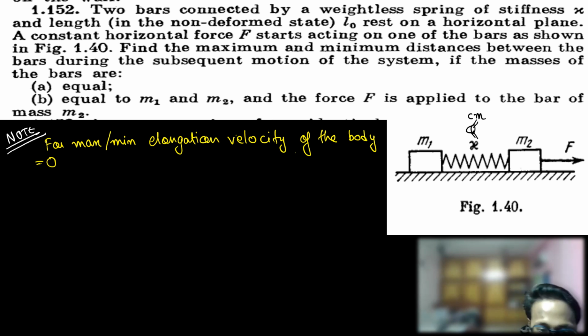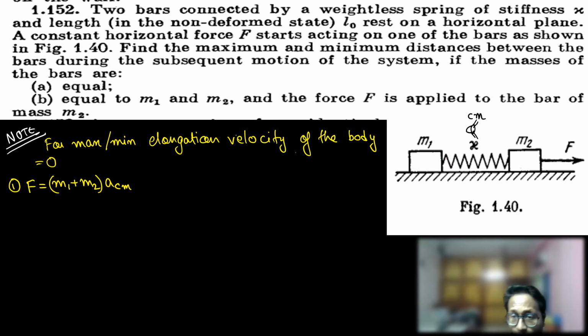So in order to find out the acceleration of center of mass, can I write total force acting on the system, or total force acting on m1 and m2, is equal to mass of the system into acceleration of center of mass? Now will this acceleration of center of mass be affected by the spring force? No. Why?